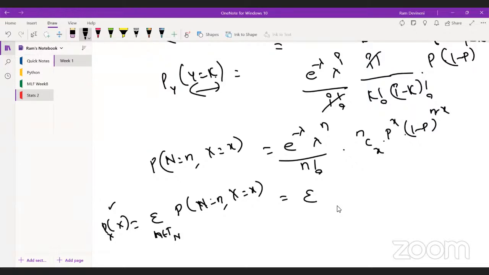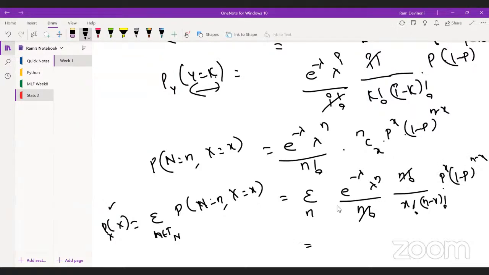So when we do the summing over with respect to n, we have e power minus lambda, lambda power n divided by n factorial, times n factorial divided by x factorial into (n minus x) factorial, into p power x, (1 minus p) power n minus x. The professor has done this summing over n, and it's going to give you the Poisson distribution with the value of lambda p. Lambda by p or lambda into p? Yeah, lambda into p. It's going to be a Poisson distribution with the lambda value of lambda p.